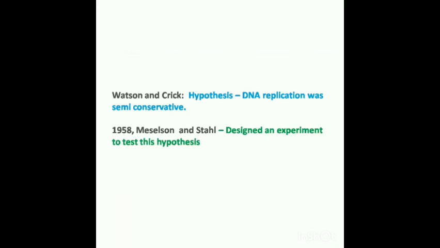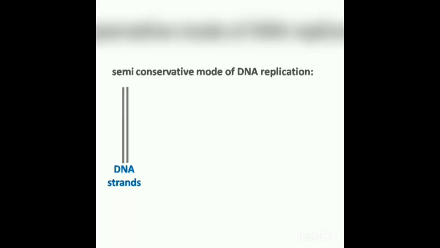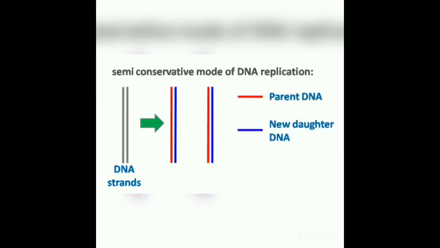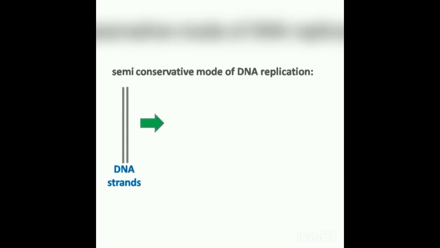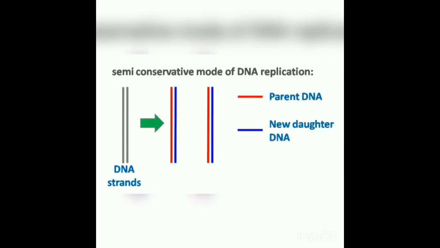They designed an experiment to distinguish between semi-conservative, conservative, and dispersive replication. So you must distinguish the parent DNA and the new daughter DNA. In their experiments, they grew two cultures of E. coli for many generations in separate media.